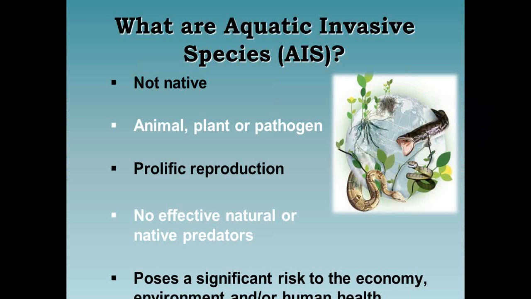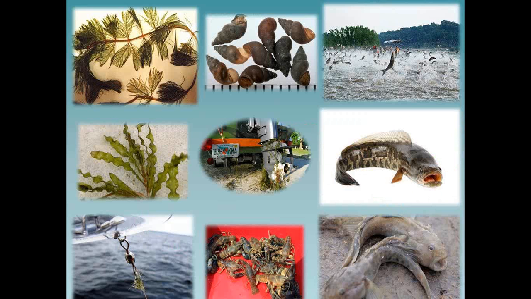To begin, it helps to have a definition. Aquatic invasive species, I'll say AIS because it's a real tongue twister. What do we mean by that? In order for a species to be invasive, it has to be non-native to the area or range that it's found. It can be an animal, plant, or pathogen. They're known for reproducing rapidly. Generally, there are no effective natural or native predators in the introduced area. And most importantly, it has to pose a significant risk to the economy, the environment, and or human health. In the case of the mussels, I would say all three are definitely at risk.